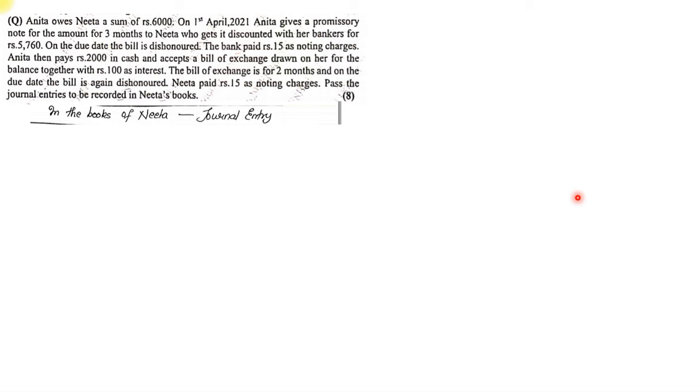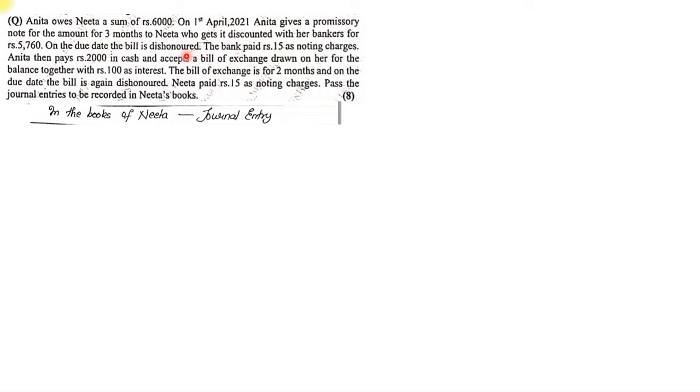This is a bill of exchange based sum. So we'll write, in the books of Neeta, journal entry. Now, very simple. You just have to follow certain rules in this. The very first thing is Anita had owed Neeta rupees 6,000, and on 1st April, Anita gives a promissory note for the amount of 3 months to Neeta. So this is nothing but your bill of exchange has been drawn. You're drawing a bill of exchange basically.